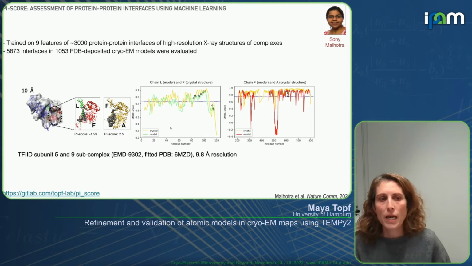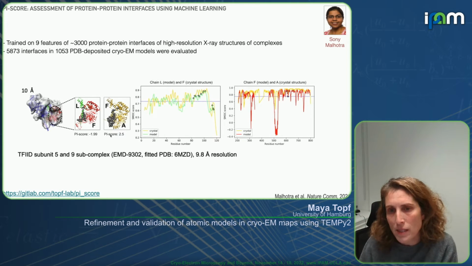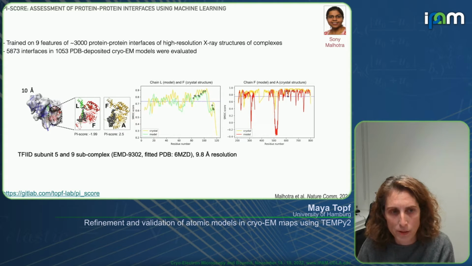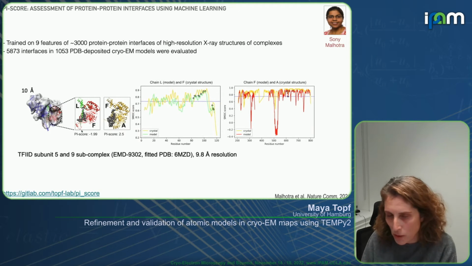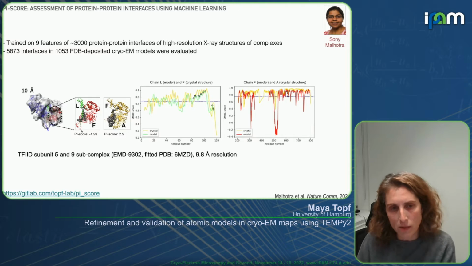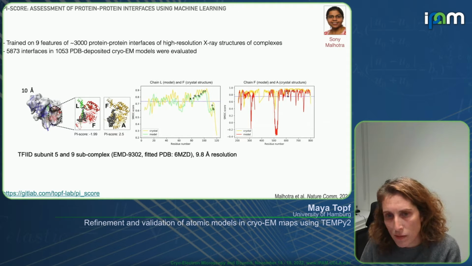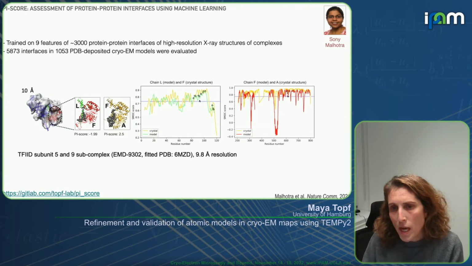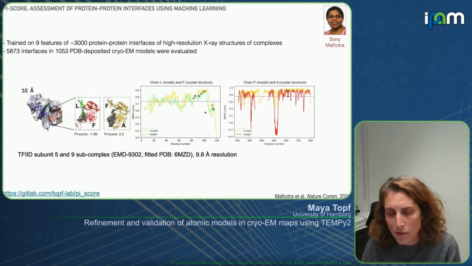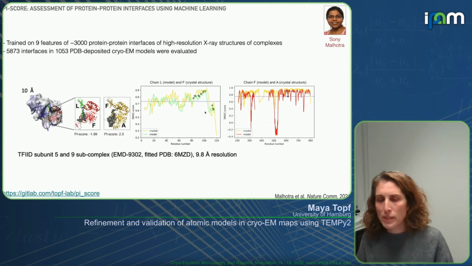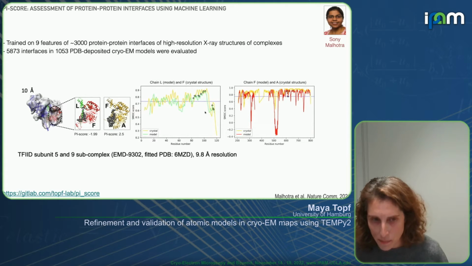What we found is that sometimes the SMOC score, for example here, this is an example of a 10 angstrom resolution map. We've shown this also in higher resolution maps, I'm just showing it at 10 angstrom. Sometimes there are regions where the SMOC score tells us that the interface is good. However, the PI score is able to identify that actually there is a problem in the interface. And that's why we decided to combine the PI score together with our density-based score.